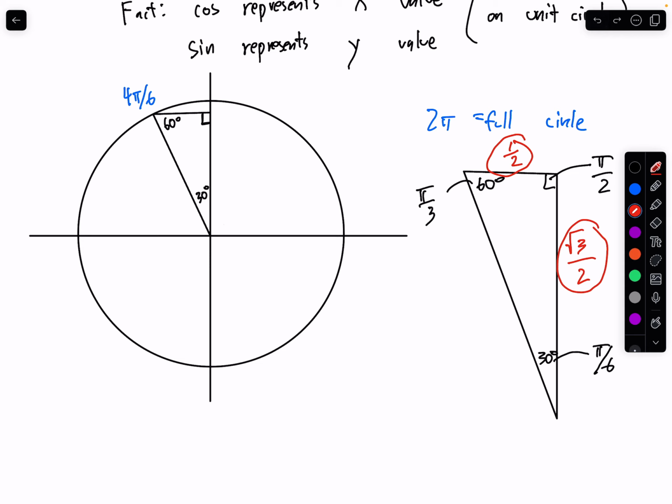Okay, so let's come back to 4 pi over 6. What are the two values? We have sine and we have cosine, right? So sine, and we're at 4 pi over 6.